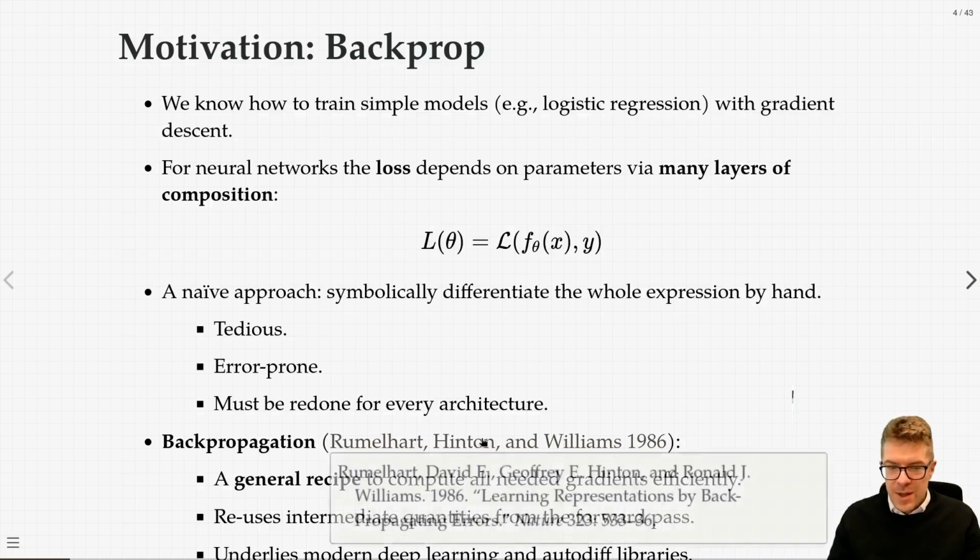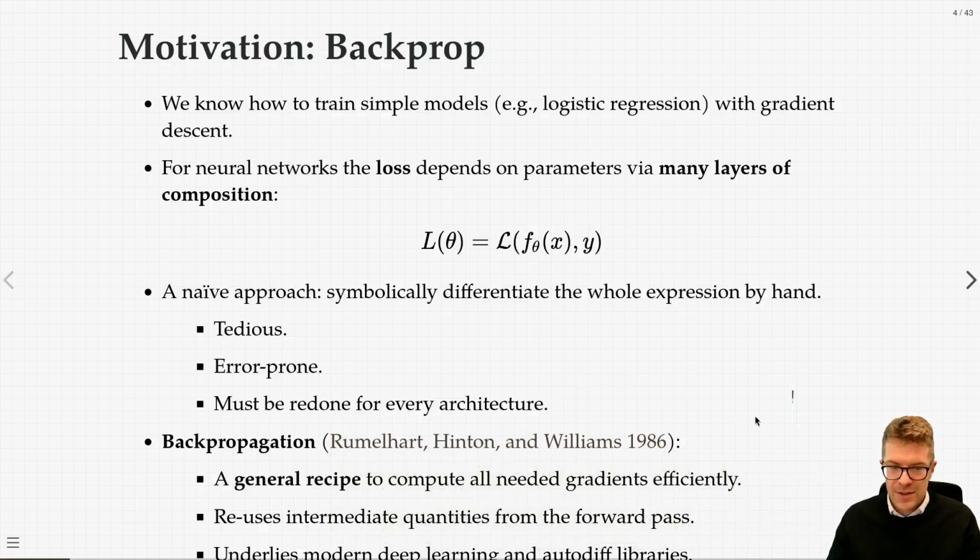But then in comes backpropagation, which traces some of its origin back to a landmark paper from 1986. It's a generalizable recipe that can compute all the gradients you need locally and efficiently. It can reuse intermediate quantities from the forward pass. So when you're making predictions, you can store a lot of details and then use those details when you're updating the weights on the backward pass. The theoretical aspect of what we're going to talk about underlies a lot of modern deep learning and automatic differentiation libraries.